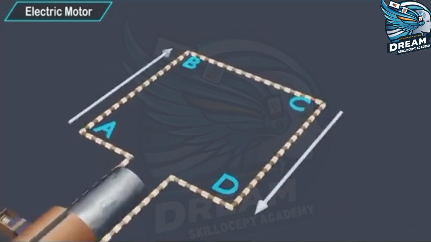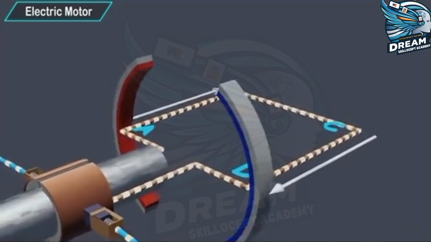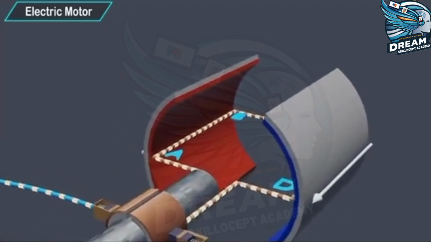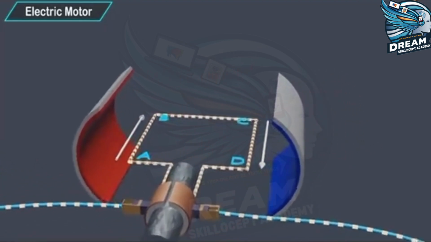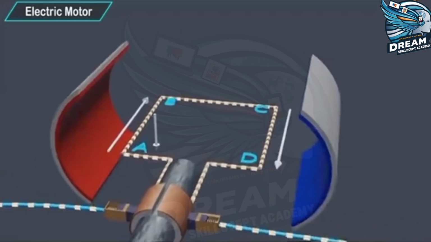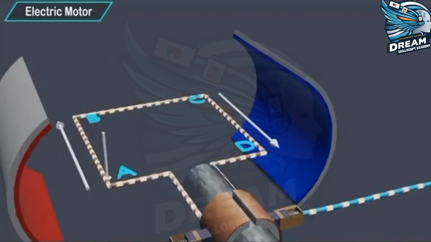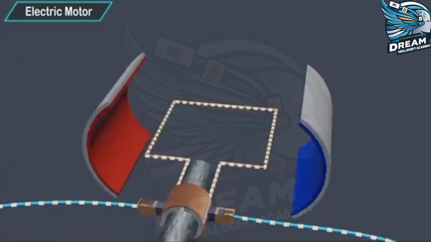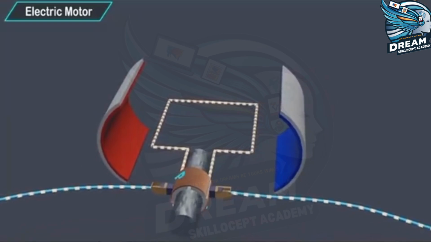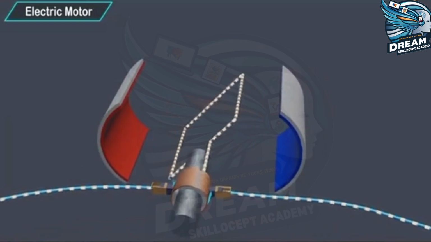On applying Fleming's left-hand rule for the direction of force on a current-carrying conductor in a magnetic field, we find that the force acting on arm AB pushes it downwards, while the force acting on arm CD pushes it upwards. Thus the coil and the axle O, mounted free to turn about an axis, rotate anticlockwise.